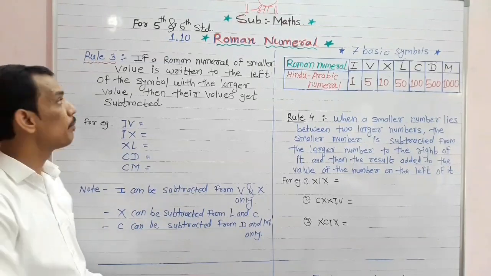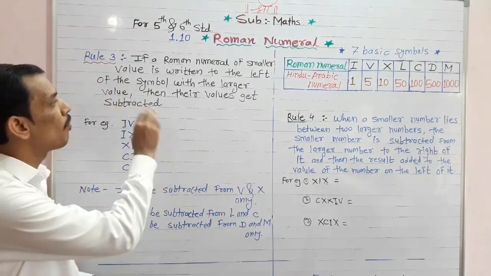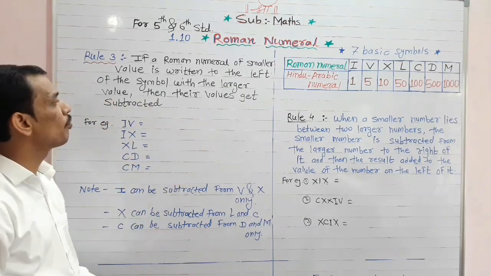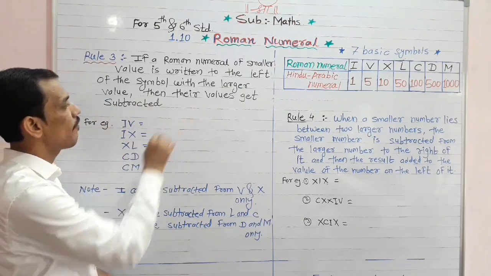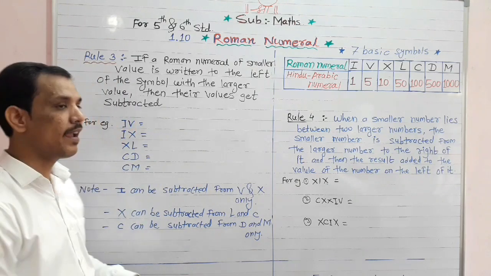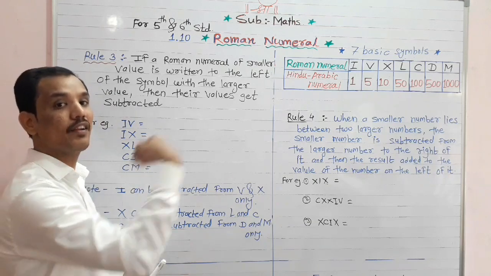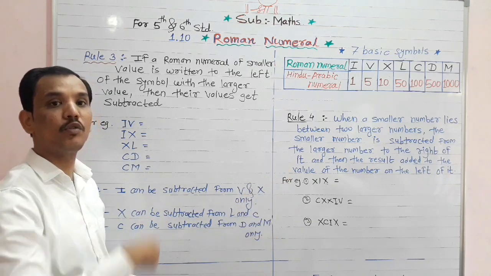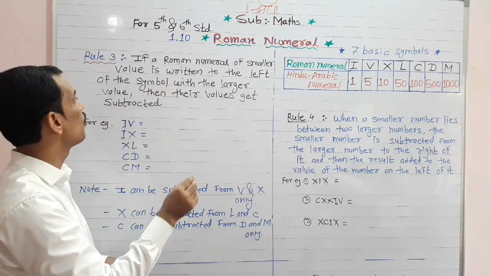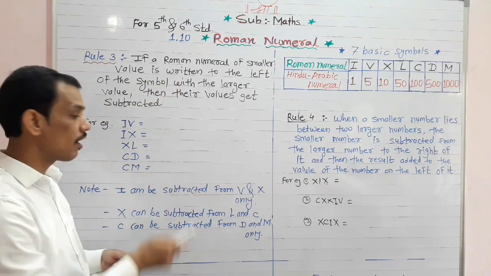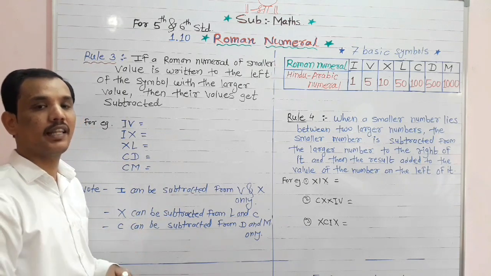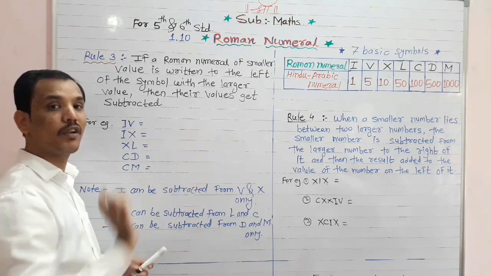Okay, moving to rule number 3. Rule number 3 is: if a Roman numeral of smaller value is written to the left of the symbol with the larger value, then their values get subtracted. Before this we saw rule number 2, where if a smaller value comes to the right-hand side of the bigger value, we add. But now in rule number 3, if a smaller symbol is written to the left of a bigger symbol, that time we subtract its value from the bigger symbol.